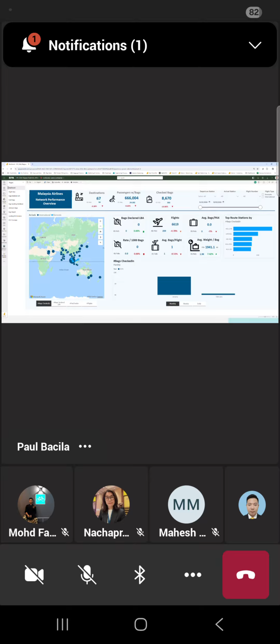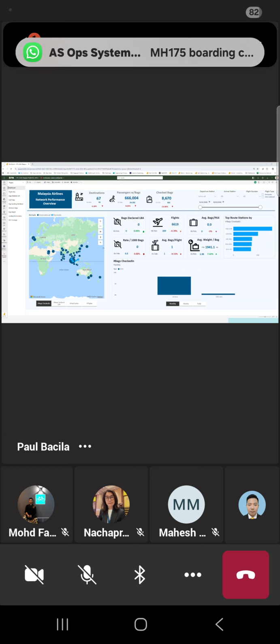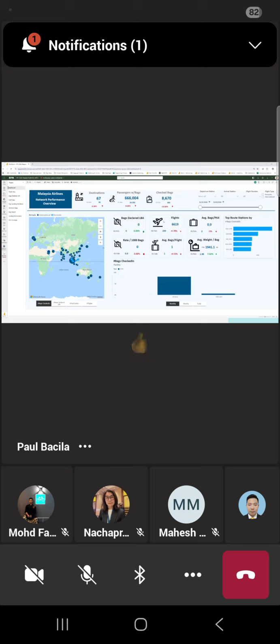And basically what you can see here, you have several dashboards that provide a holistic view of your network and station performance. On the top of the screen, you have KPIs: how many destinations you are flying to, how many passengers travel with checked-in bags, and how many checked-in bags you had over the period 1st of January to 2nd of February.